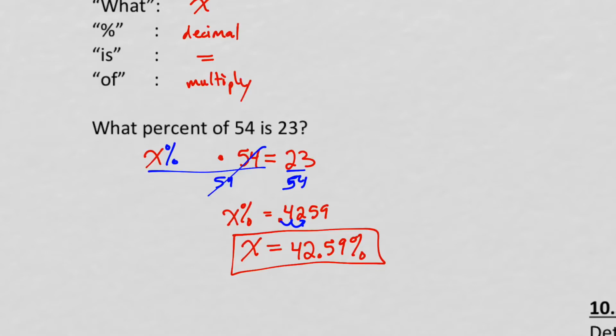You also want to make sure that your answer makes some type of sense. So like, if I would have answered it as 0.42, that is really small. It's almost 0. And so 23 compared to 54 is about half, a little bit less than half. So this one makes more sense, not the 0.4.